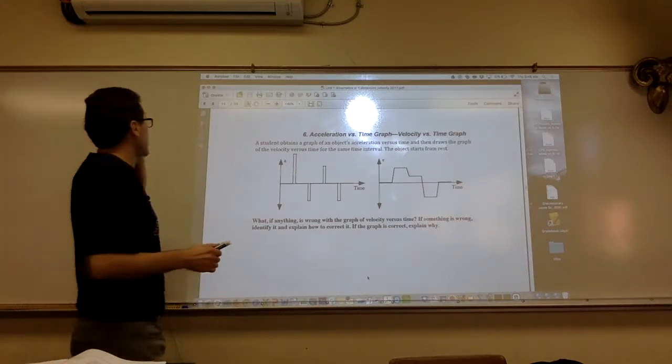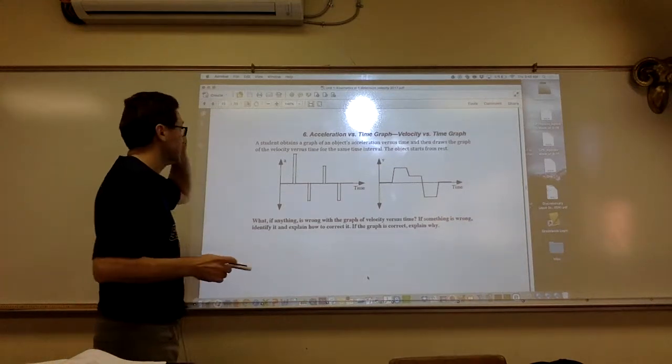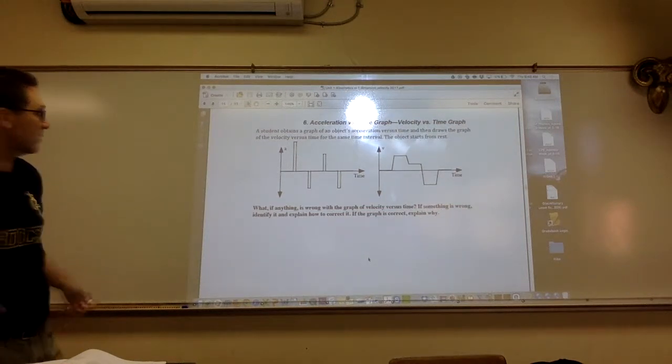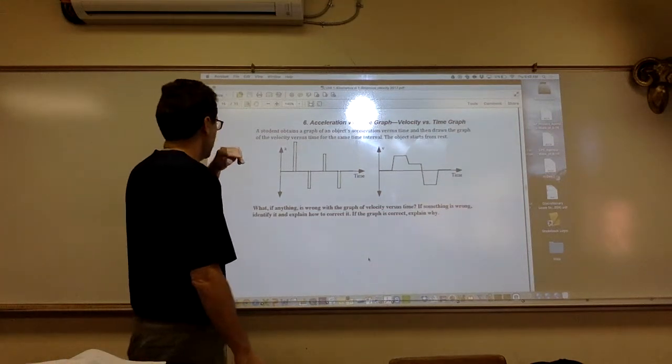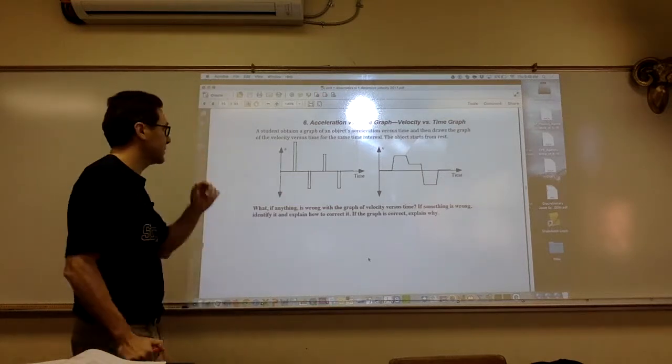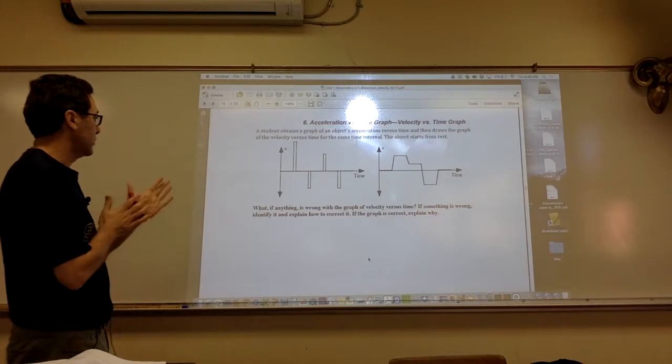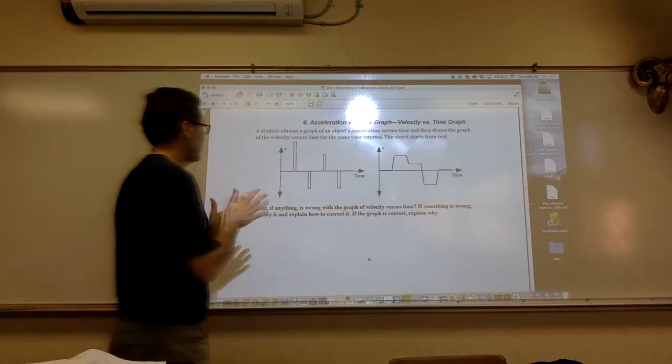All right, we're going to start on page 15, number 6. It's giving you an acceleration time graph and a velocity time graph, and it's asking if there is anything wrong with this, and if there is, let's just identify it, right?